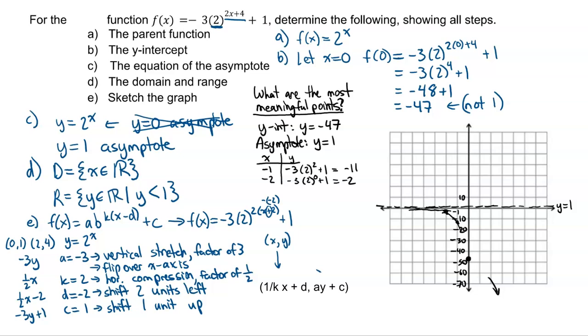So it's going to go up through those key points. It's going to be a very steep graph like shown. And we can label that with the function f of x equals -3 times 2 to the power of 2x plus 4, all plus 1.